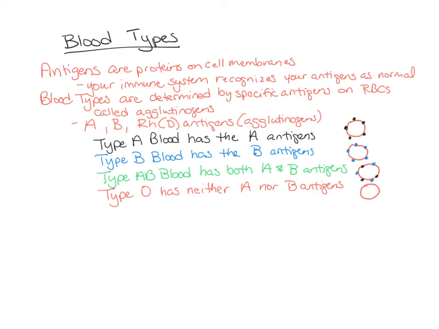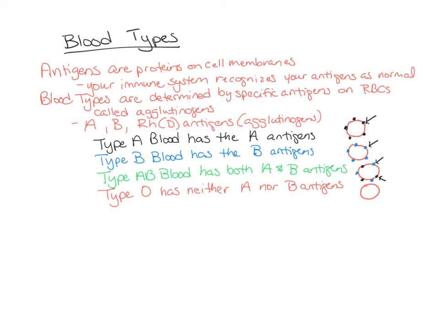A person who is considered type A has the A antigen on their red blood cells. A person who is type B has the B antigen on their red blood cells. A person that is type AB has both antigen A and antigen B on the surface of their red blood cells. And a person who is type O has neither antigen A nor antigen B on the surface of their red blood cells.